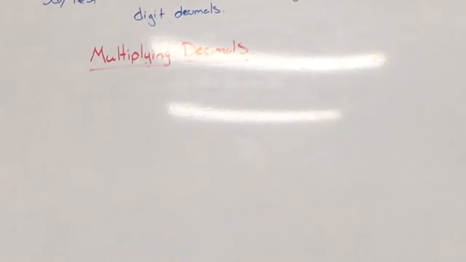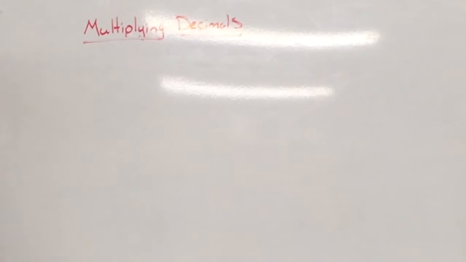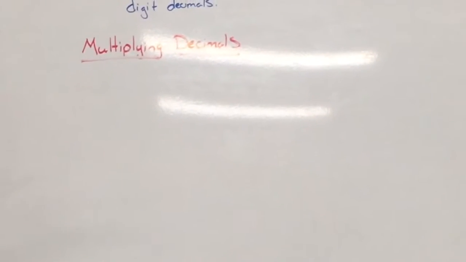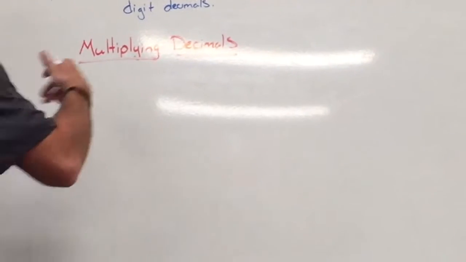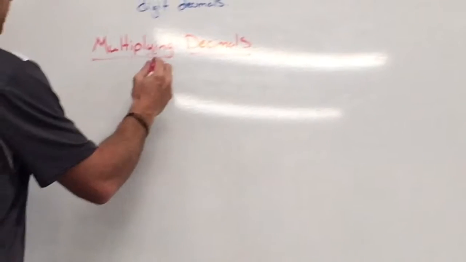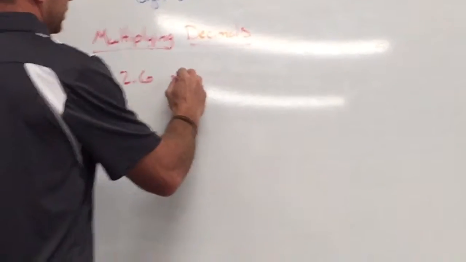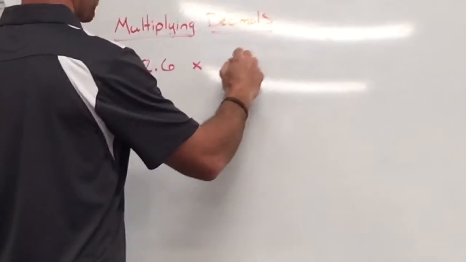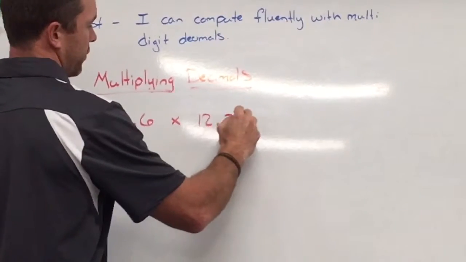The cool thing about multiplying with decimal numbers is what? Who can tell me? Excuse me, Audrey? You don't have to line up the decimals, and really, do you even need to pay attention to the decimal? No. So if I have this value, let's say I have 2 6/10 times 12 34/100.